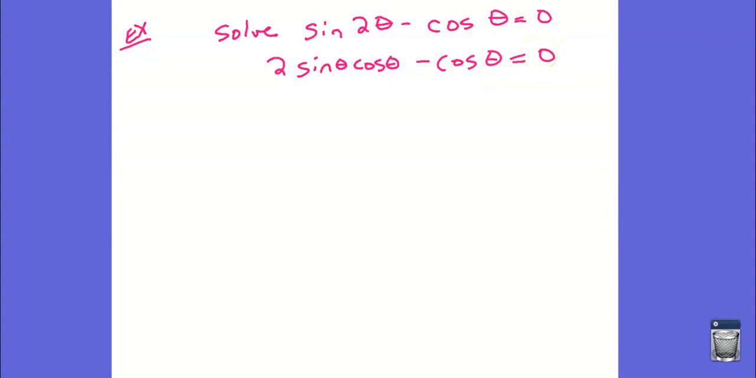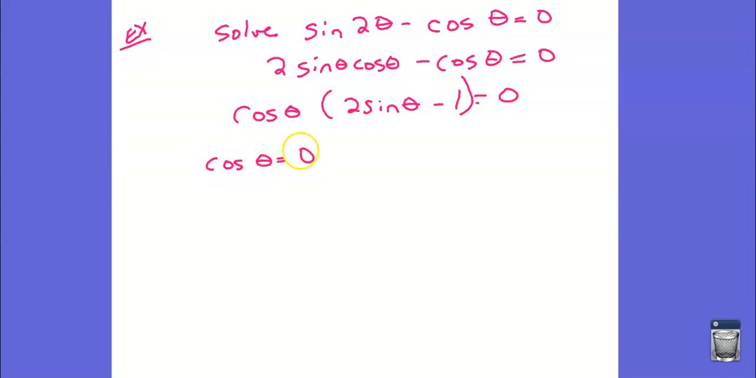And making that one substitution, you should realize there's a GCF. We're going to factor out that cosine. And then same as Algebra 1, you set them both equal to 0. So cosine theta equals 0, and 2 sine theta minus 1 equals 0.